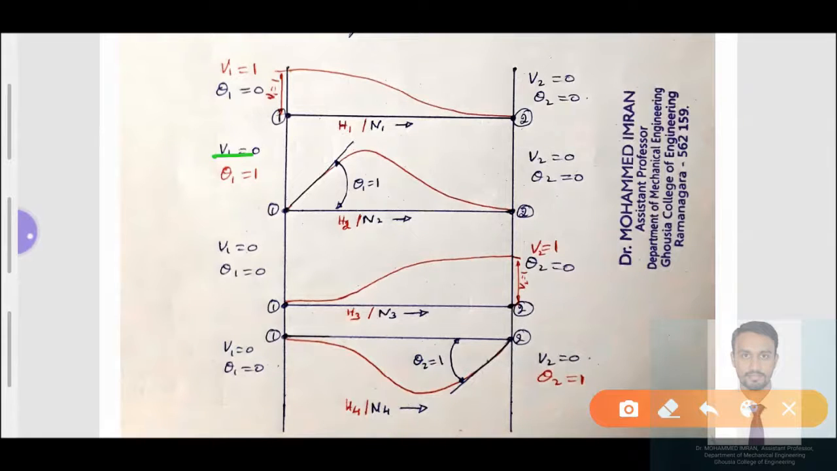Similarly, v1 is equal to 0, theta 1 is equal to 1. Rotation will take place, slope will be generated from 1 and gradually decay towards 2. When I draw a tangent to this slope, we have an angle, and that angle is equal to theta 1, which is equal to 1. Shape function at node number 1 with respect to rotation is h2. Shape function at node number 1 with respect to transverse displacement is h1. This will be equal to 0 at theta 1 equal to 1, v1 equal to 0. Similarly, we have here v1 equal to 0, theta 1 equal to 0.